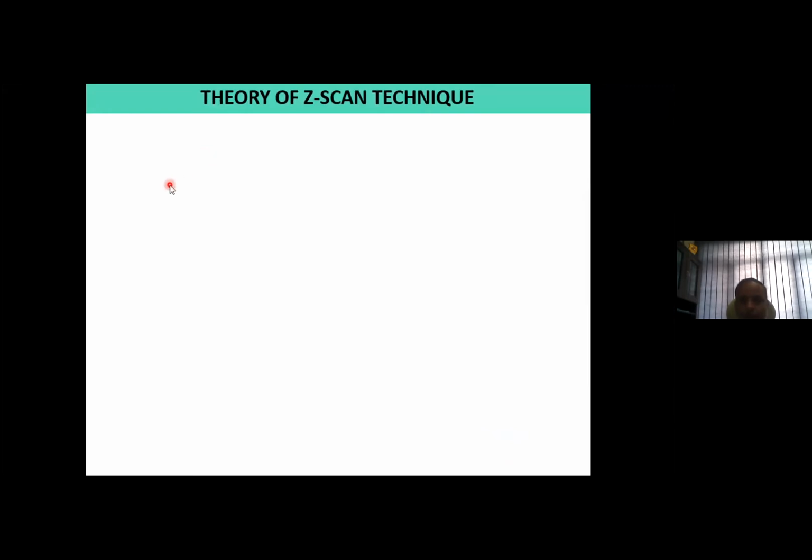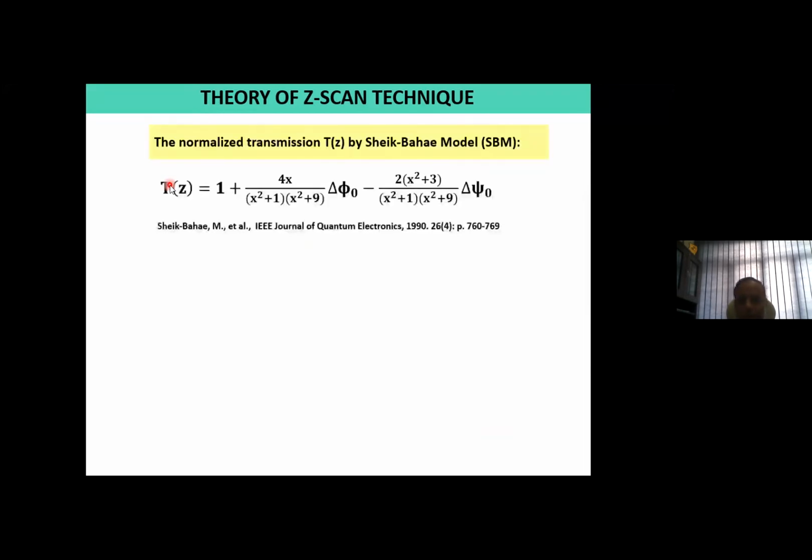Now coming to the theory of this kind of technique, I will not spend much time. That's why I just summarized this section in one or two slides. As we all know, you must have heard of Sheik-Bahae by today. They have given an empirical formula for analyzing Z-scan profiles, where you can combine both the refractive and absorptive nonlinearity terms. As I said, in CA Z-scan, most of the time you have both contributions there.